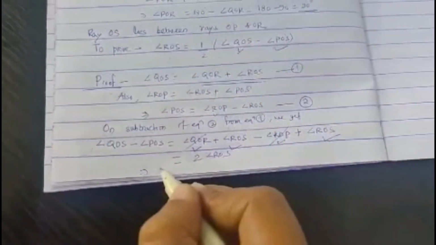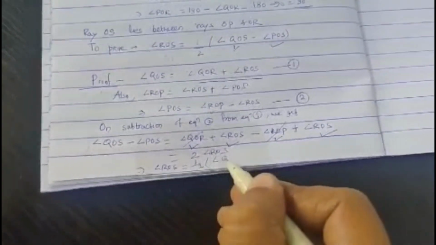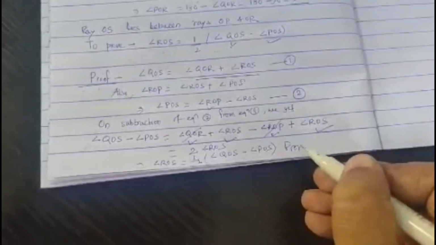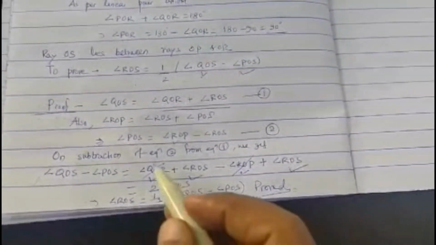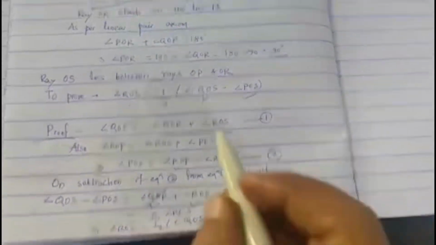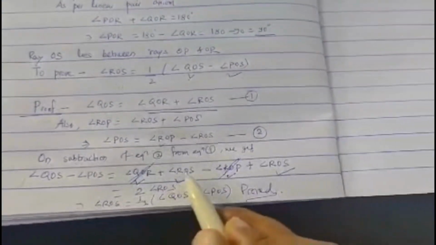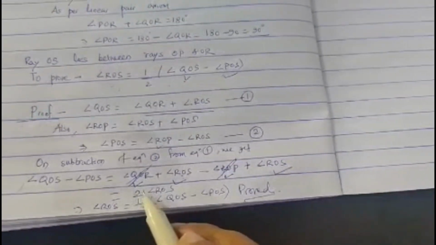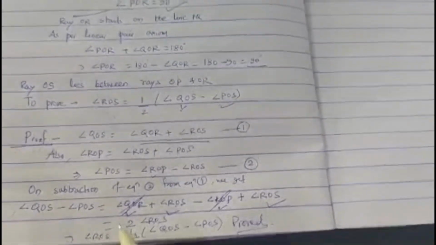This implies angle ROS is equal to half of angle QOS minus angle POS. And this is what we had to prove. We eliminate these two angles because both are 90 degree. QOR and POR. We had written here QOR 90, POR also 90. So we will just eliminate this. And this 1 plus 1, 2 angle ROS. 2 angle ROS equal to this. So when you divide by 2, angle ROS equal to half of angle QOS minus POS. So this was the proof.